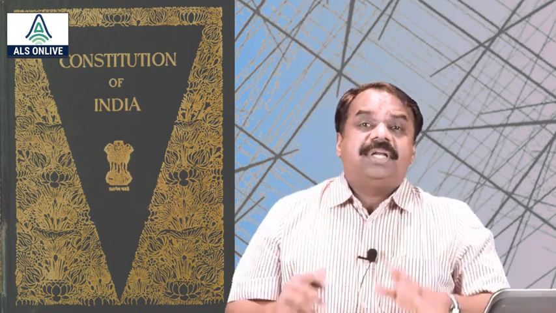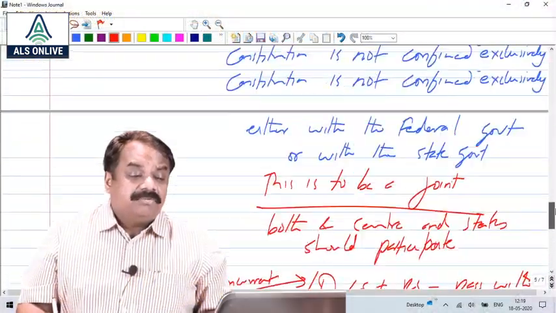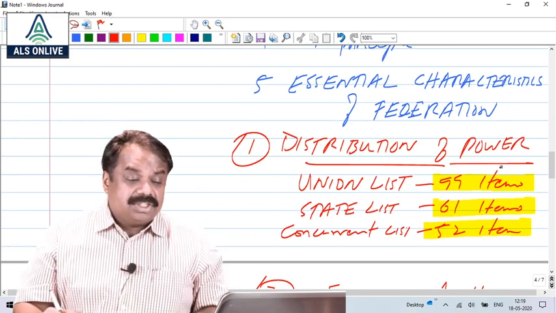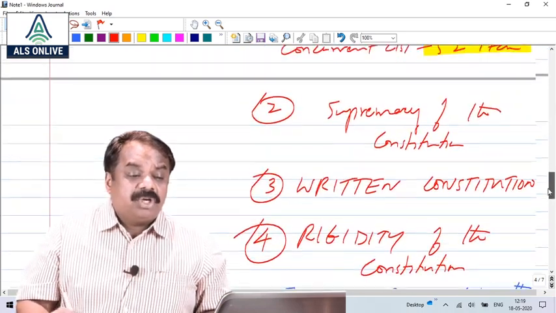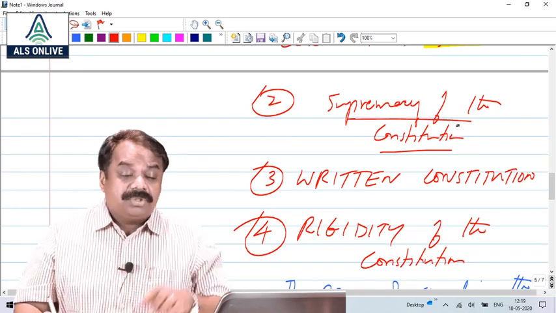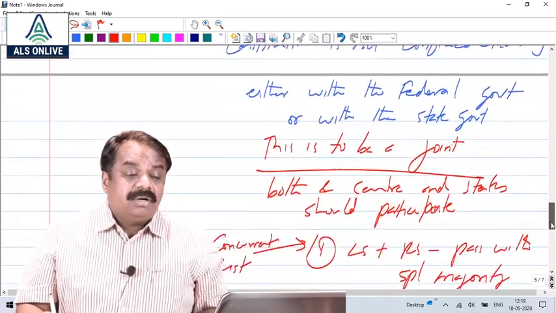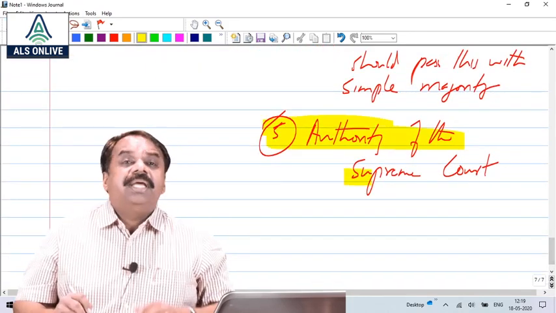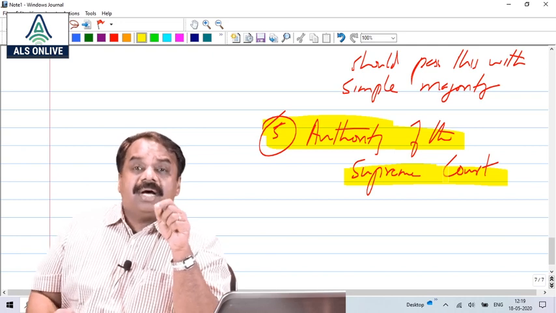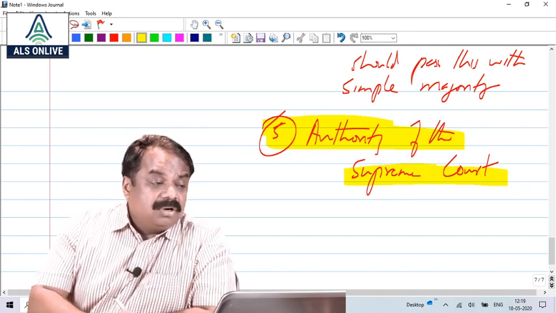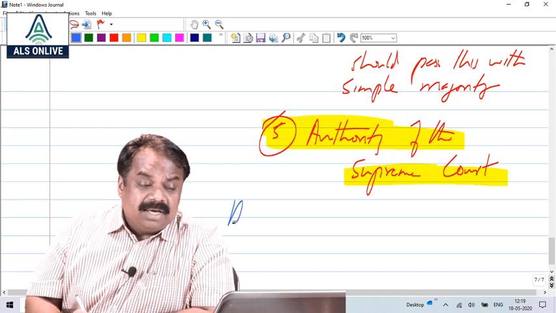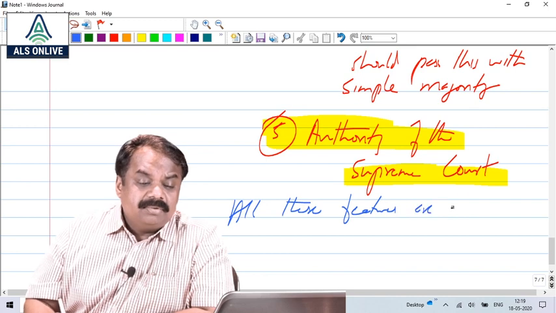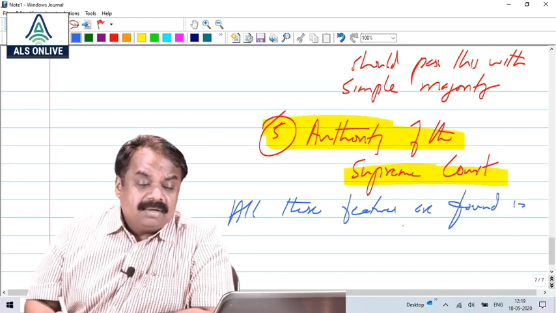So, there are 5 essential features in a federal constitution. First of all, a federation has distribution of power, dual government. Number 2, supremacy of the constitution, written constitution; then rigidity of the constitution, and the authority of the Supreme Court or authority of the courts. All these 5 essential features are found in India also. Please note, all these features are found in India.